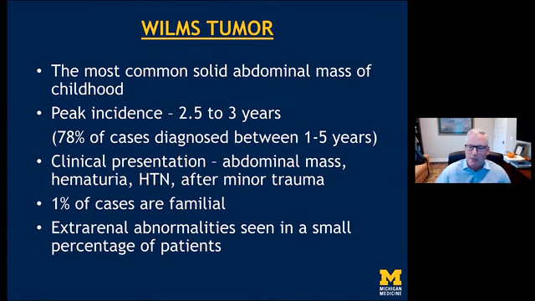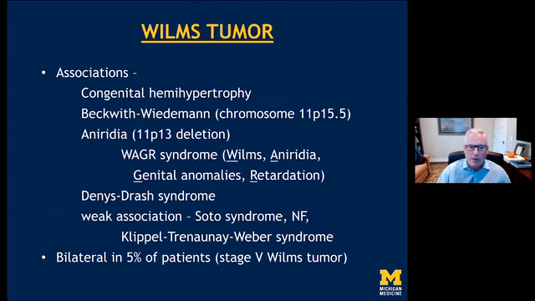About 1% of cases are familial. And we do know that there are some associations that we do a lot of screening ultrasound for. So patients who have diagnosed congenital hemihypertrophy or Beckwith-Wiedemann syndrome, we will do routine ultrasound screening looking for the potential of Wilms tumor, as well as some other tumors as well, but especially Wilms tumor. Aniridia with a particular deletion is another risk factor.